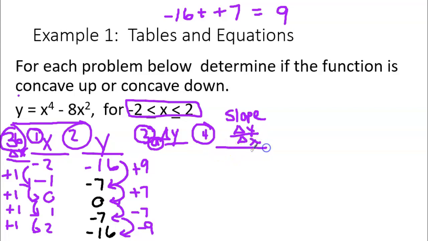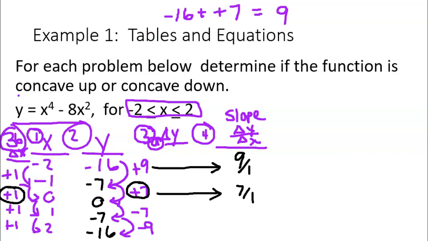Okay, so here we go. My first delta y was 9, right? What was my first delta x? It was 1. So my first slope is going to be 9 over 1. What's my next slope going to be? 7 over 1. My next delta y was 7, and my next delta x was 1. So delta y over delta x is my slope, and that's 7 over 1. All right, what's the next one going to be? -7 over 1. And then finally, -9 over 1 is the last one.